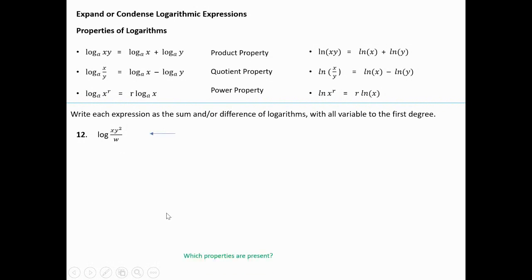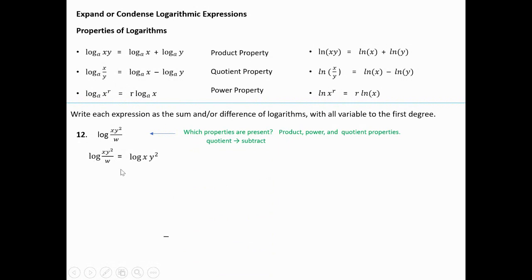So what should we do first? First, let's do the quotient rule, right? Which properties are present? It's all 3. So here, let's do the quotient first. Quotient means subtract, right? So it's going to be the log base 10 of x minus... so the log of the numerator minus the log of the denominator.